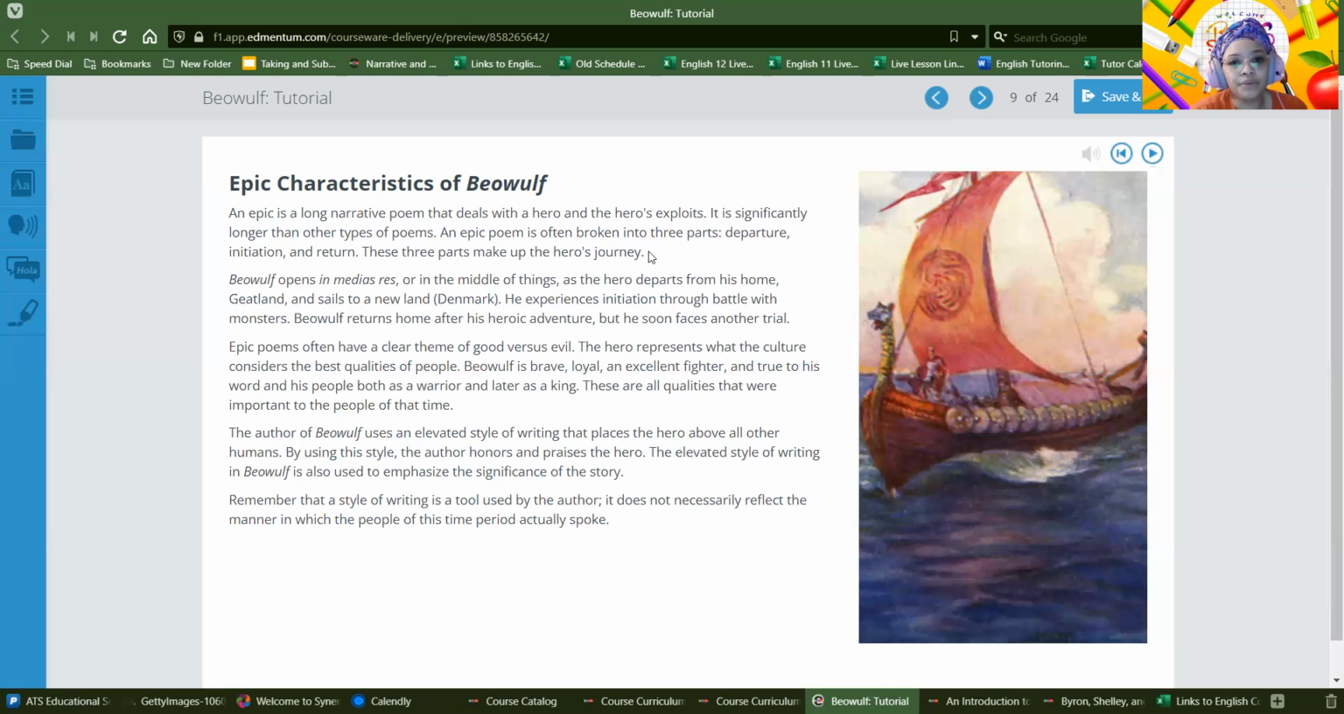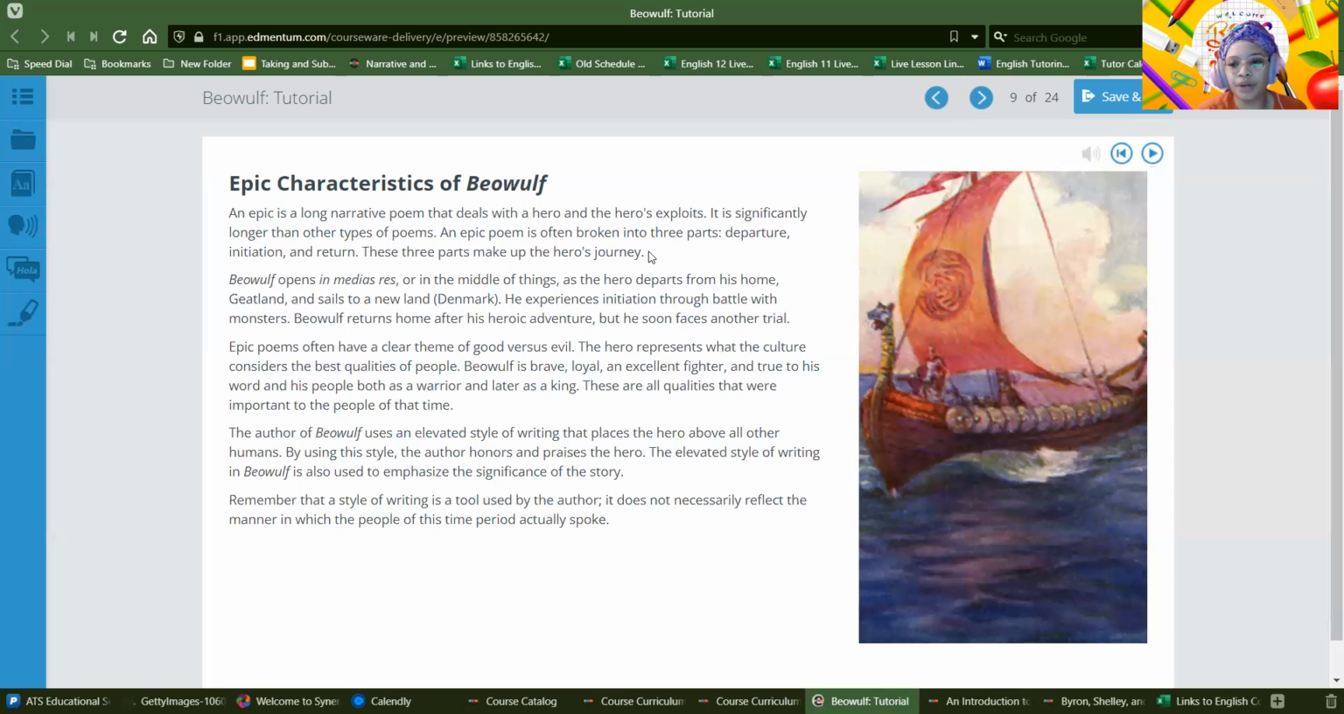Now, epic poems usually have a theme of good versus evil. Epics are almost entirely about heroes and what they do. So obviously, whoever they're fighting would be considered evil. The hero is usually whatever the culture of those people at the time think is the best quality of the people that are living there. So everything that they want their average person to look up to and aspire to, those are the traits that they give their characters in these stories.